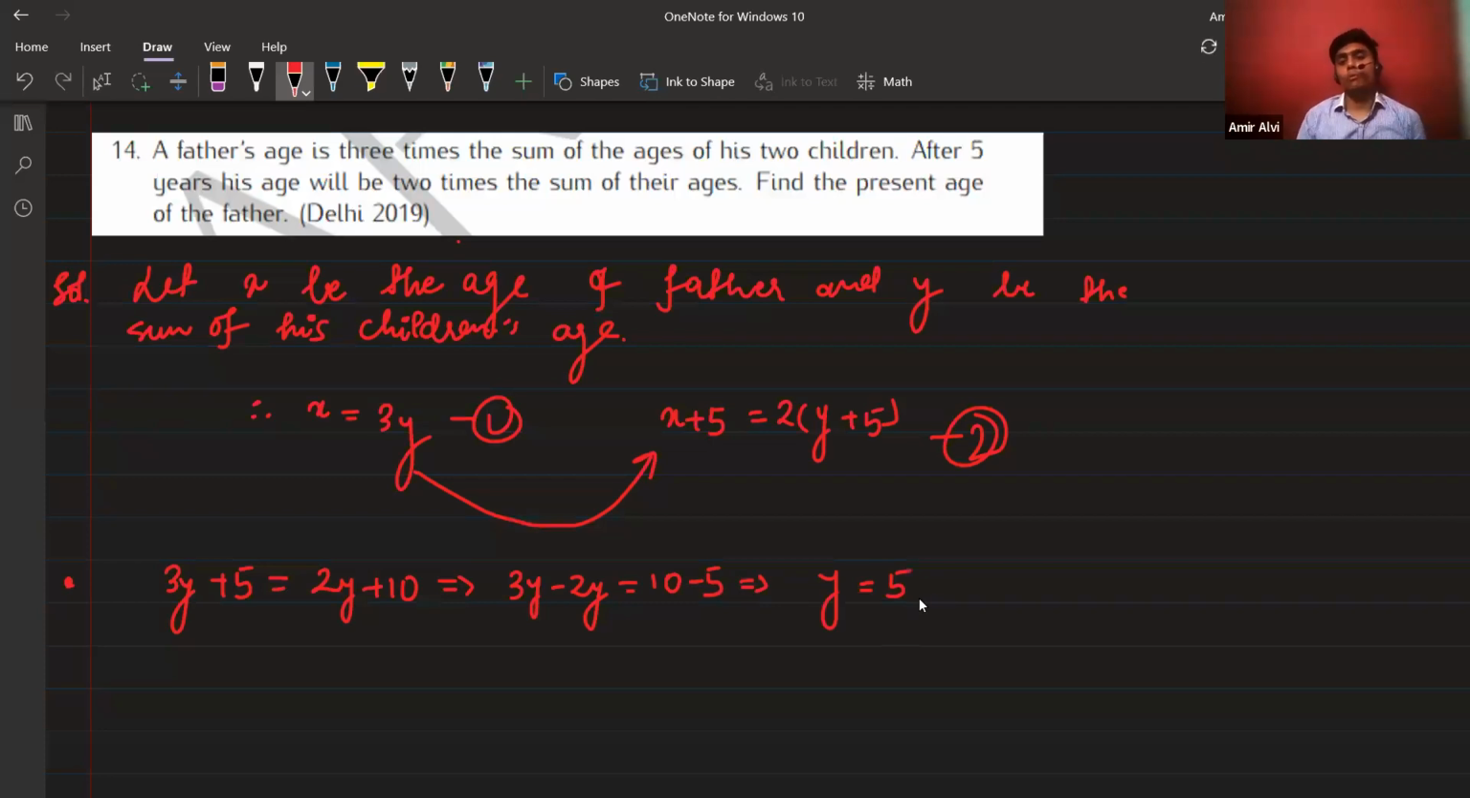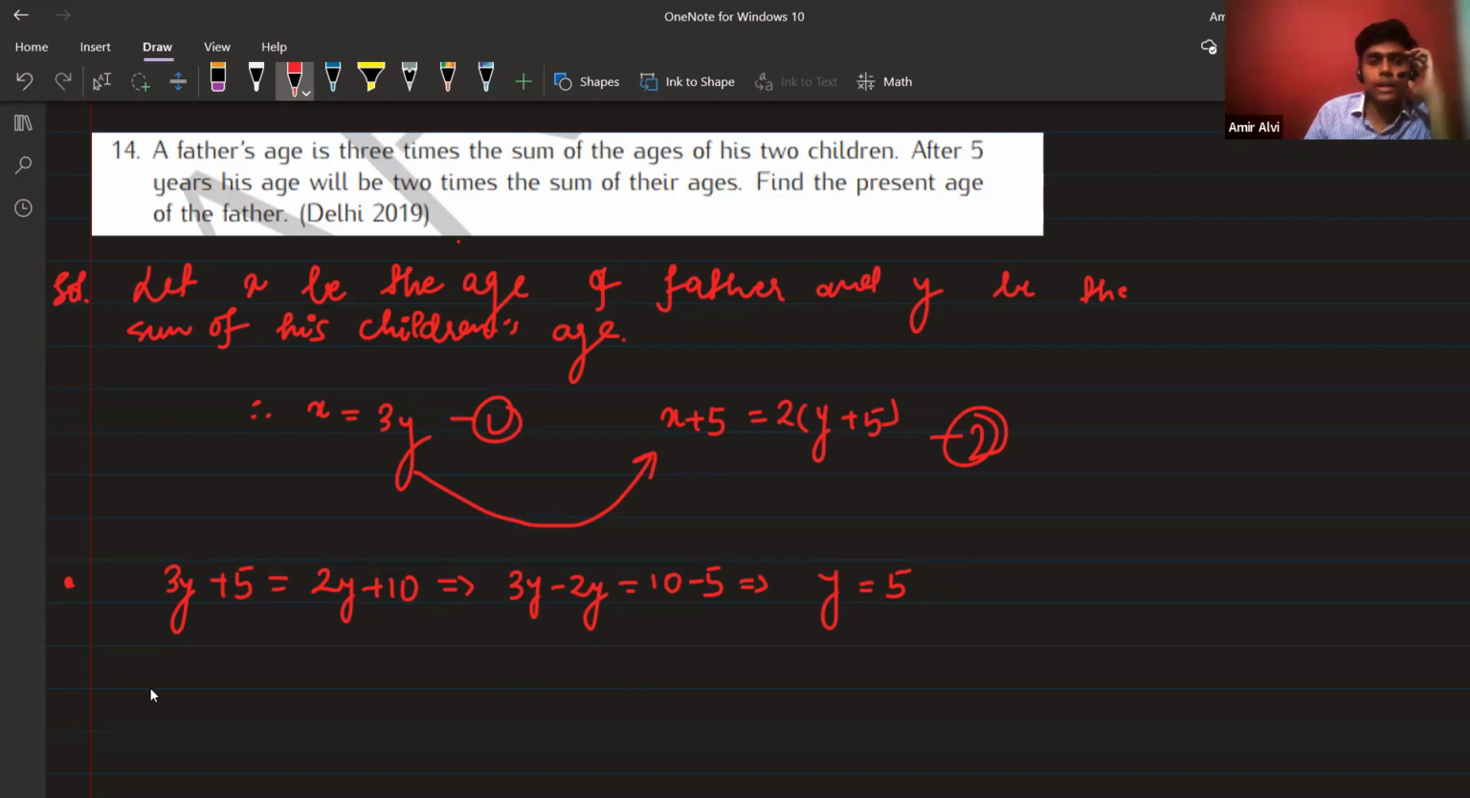Yes or no? One of the children can be 1 year old and the other 4 years old, or one of the children can be 2 years old or 3 years old. Yes or no? Okay. Next, so basically it's saying 5.